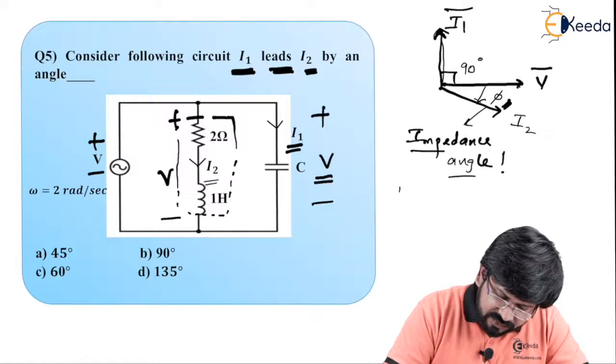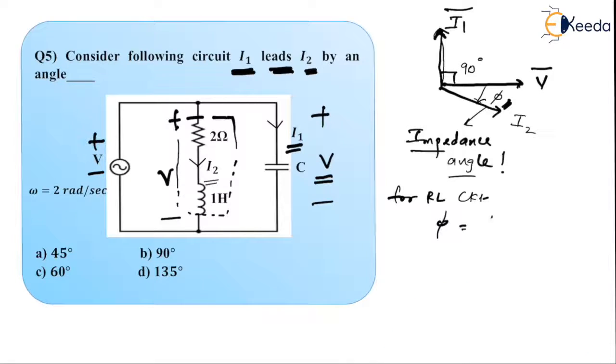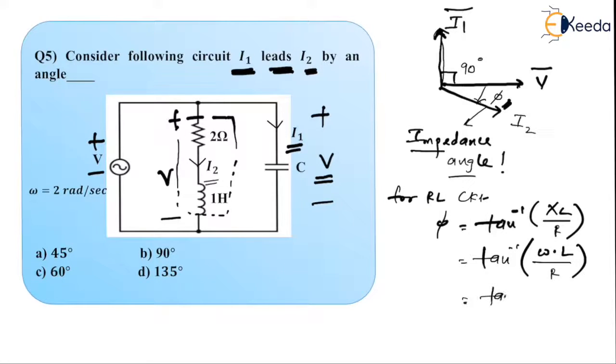For an RL circuit, impedance angle phi is simply tan inverse of XL by R, or tan inverse of omega L upon R, since XL is given by omega L. So it is tan inverse of, check it out, what is omega? It is 2. What is L? It is 1. Divided by the R value, which is also 2. So it becomes tan inverse of 1. So we know the fact that phi becomes 45 degree.